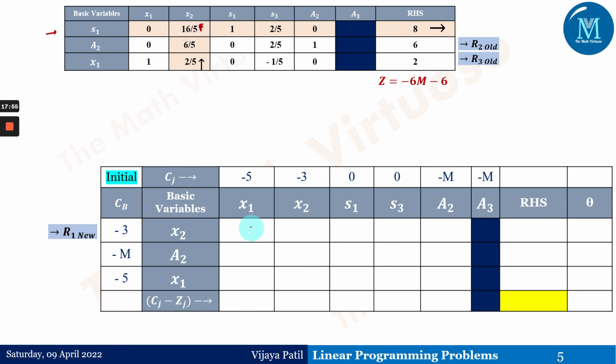That becomes 0. This is 1. It's 1 by 3. It's 1 by 8. Then it's 0, 5 by 2. That is the first row, or you can say R1 new is going to be.